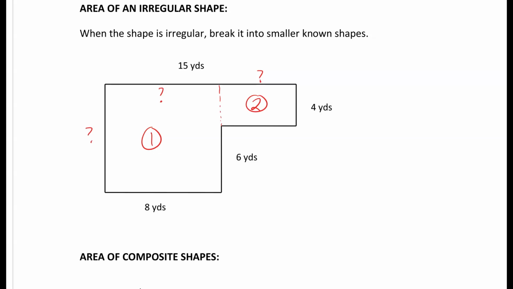Well, to find out this part, we know that 15 is all the way across the top, and 8 is that section on the bottom. So if we do 15 subtract 8, we're going to find out that this is 7 yards. So 15 subtract 8 equals 7 yards.